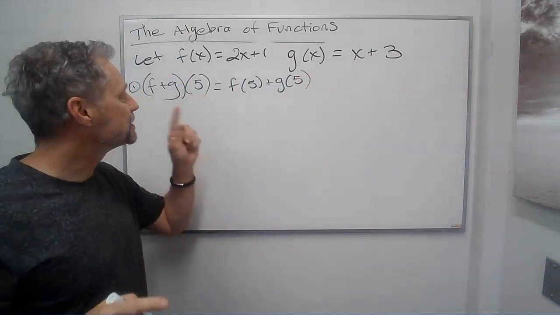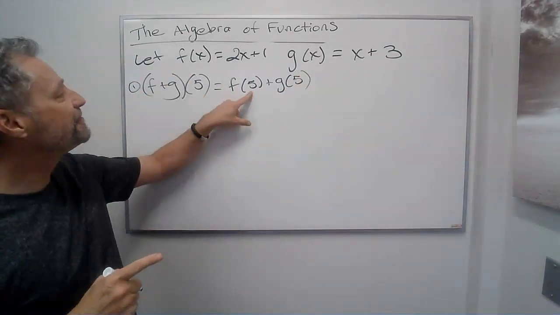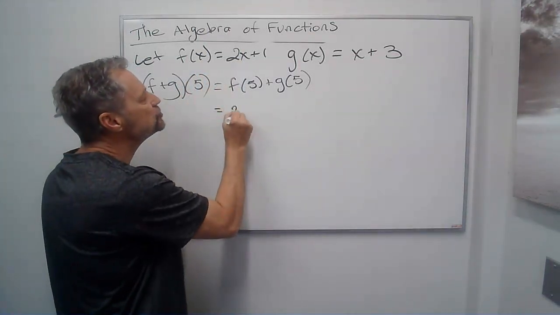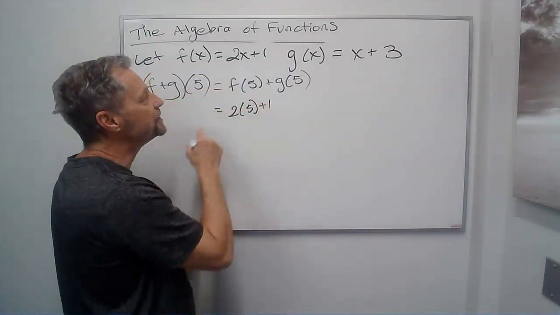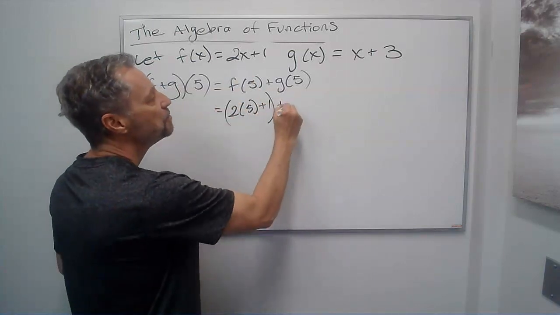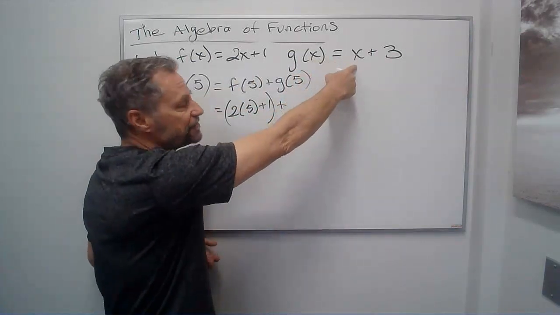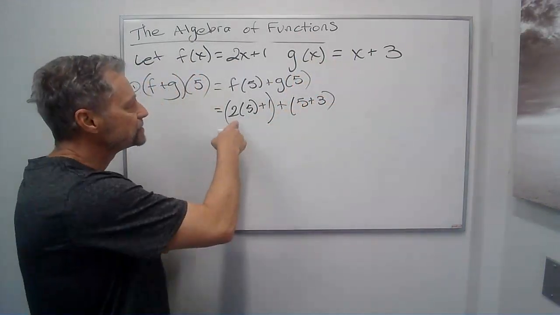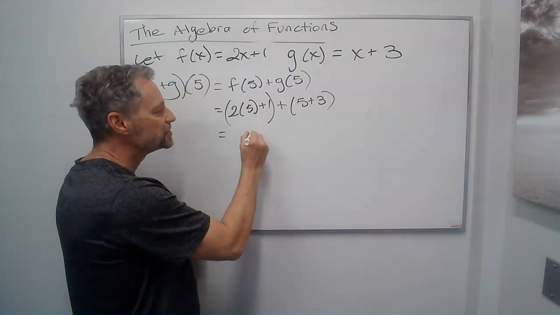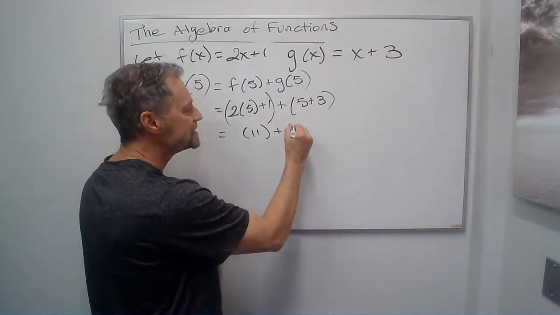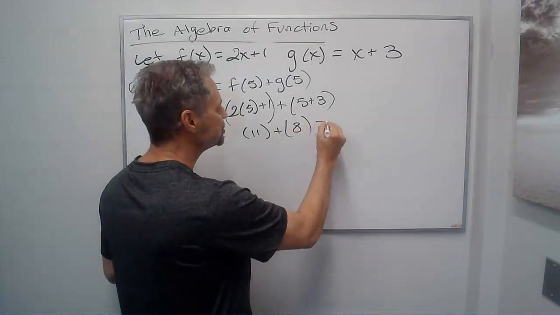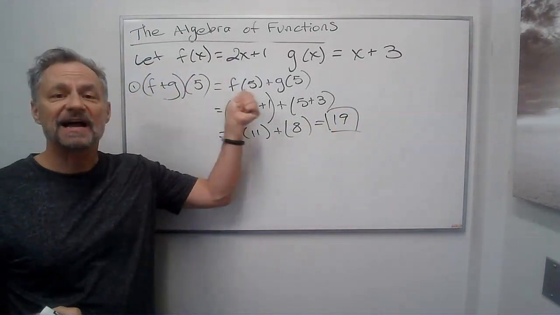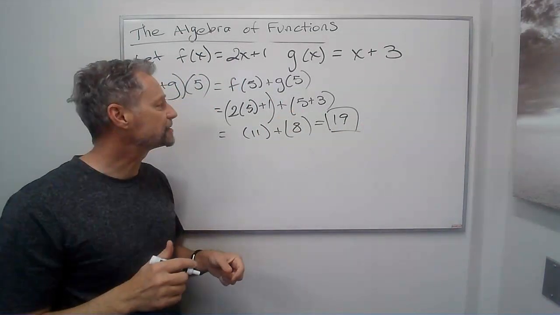Well, what in the world does that mean? Well, f of 5 says you go to the f function, you plug 5 in where the x is. Well, there's the formula for it, so we plug in the 5 there. It's 2 times 5 plus 1. That's my first part. Plus g of 5, we go to the g function, plug in 5 where there's an x. 5 plus 3. And then we just work them out. So we get 10 plus 1, I'm just going to put 11, plus 8, and then 11 plus 8 is just 19. So f plus g of 5 is 19. That's going to be my answer.